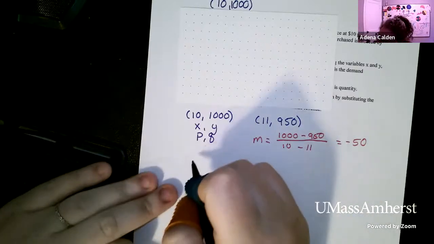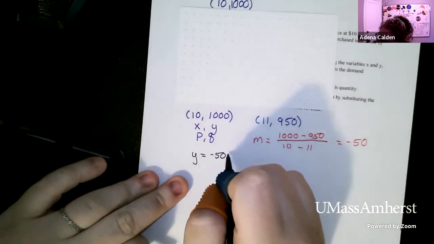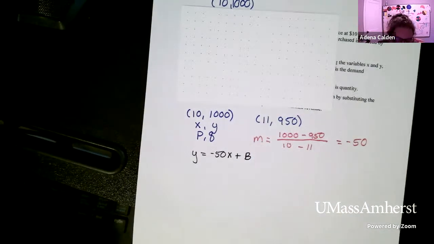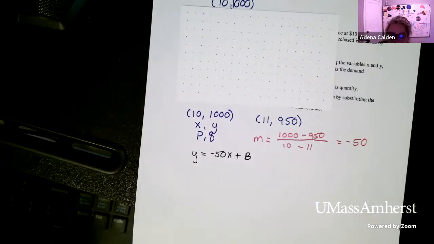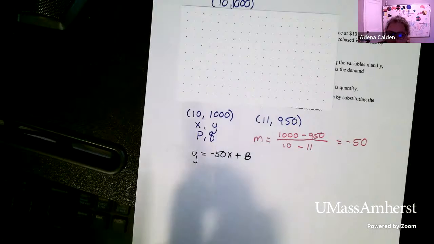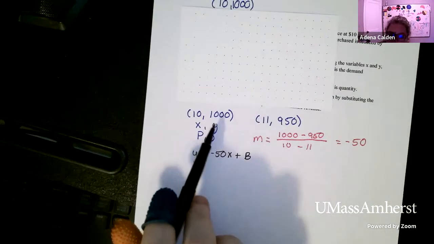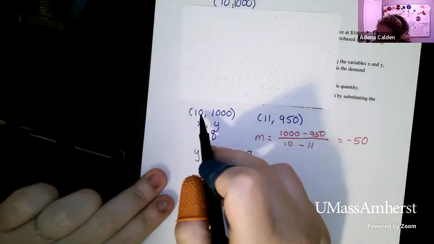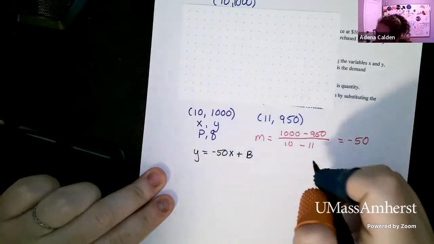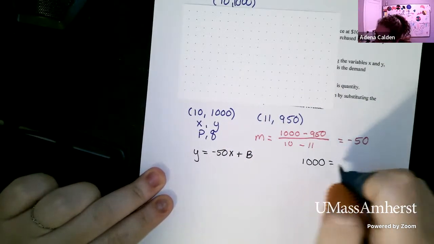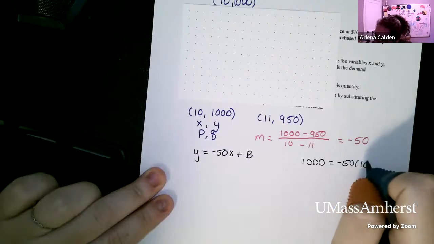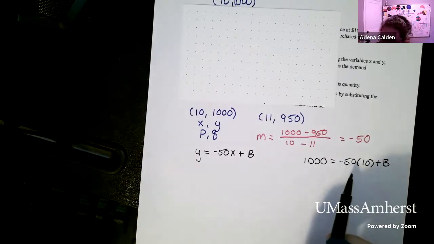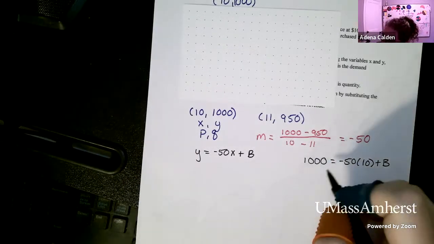So we start off with a line that's y equals negative 50x plus b. We need to solve for b. In order to solve for b, we want to plug in one of our points. It doesn't matter which one you choose, you will get the same answer. I'm going to pick the first one just because the numbers look like they'll be a little bit nicer to work with. So when I plug in 10 for x, I plug in 1,000 for y. So I have 1,000 equals negative 50 times 10 plus b. 10 times negative 50 is negative 500. I'm going to add that over.